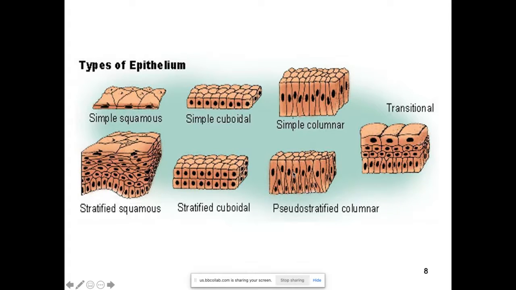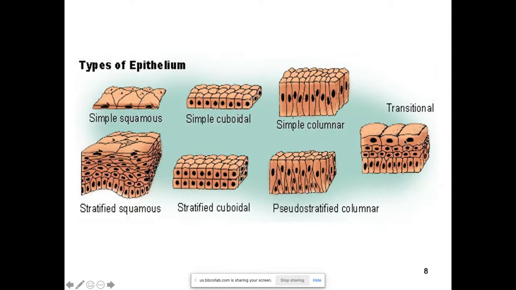And the reason why it looks like there's many layers is if we look at simple columnar, the nuclei are just at one level, but when we look down below, we see a nucleus here, and here. It looks like it's multi-level, so we would assume that it's stratified, when in fact it's still one layer thick. So we call it pseudostratified columnar. That's what's unique about the columnar cells.